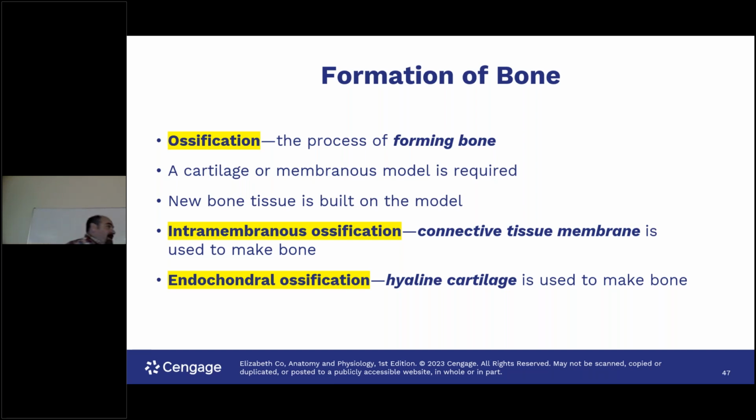But again, ossification: cartilage becomes bone, in the case of endochondral. In the case of intramembranous, you'll see the term membrane is right in the name, so connective tissue membrane becomes bone. Endochondral, where do you see chondral? Chondro, cartilage. So endochondral ossification, hyaline cartilage becomes bone.